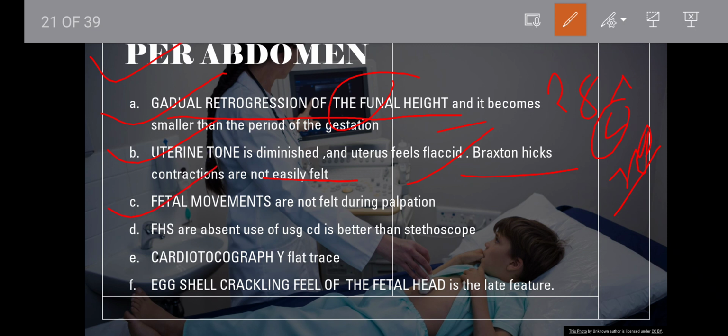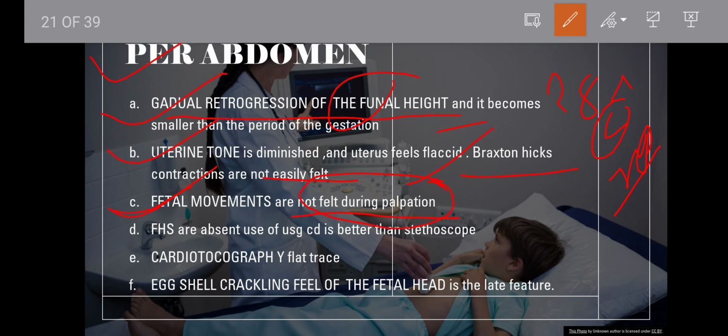Third one is the fetal movements. Sometimes while you do per abdominal examination, you feel some fetal movements during examination, but in case of IUD, that is not felt. It's not a hard and fast rule that if movements are not felt, it is a case of intrauterine fetal death. It is an incidental finding. Sometimes fetal movements are felt during per abdominal examination, and in case of a live baby there are also chances that you don't feel fetal movements but the baby is alive.